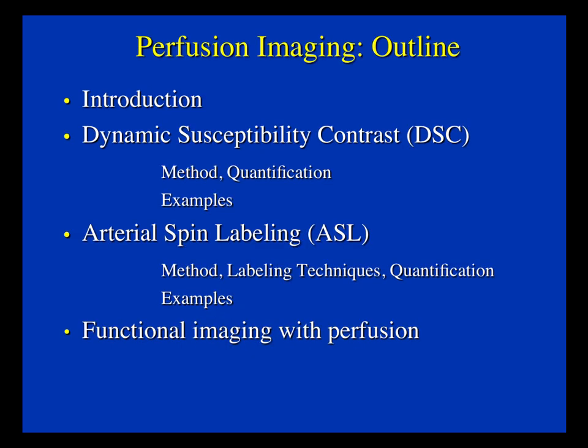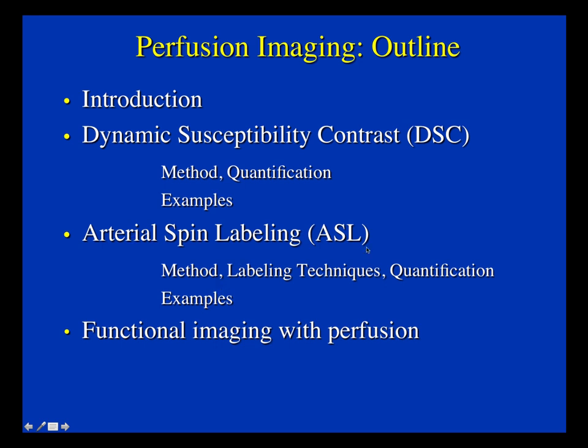And here's the outline. Today's talk, we will discuss two main techniques, the dynamic susceptibility contrast, that's DSC, and the arterial spin labeling technique. In both techniques, we will look at how we acquire the signal, and what we have to do to quantify this signal to measure perfusion or any other parameters that we can extract. And also, I will give some examples on the way.